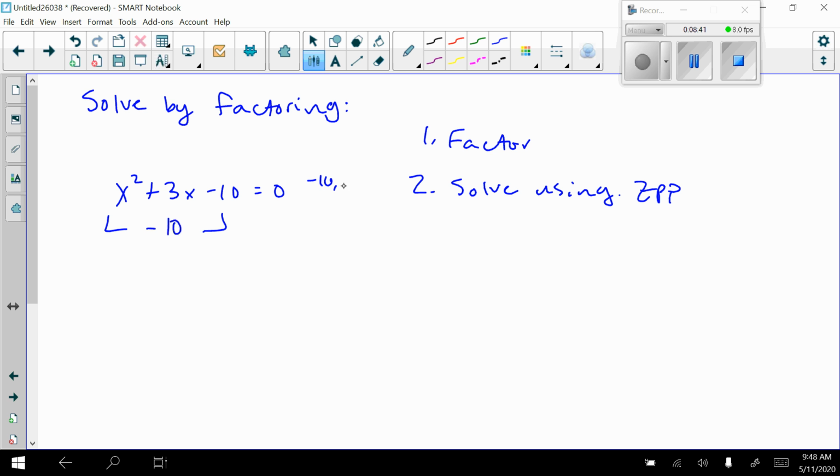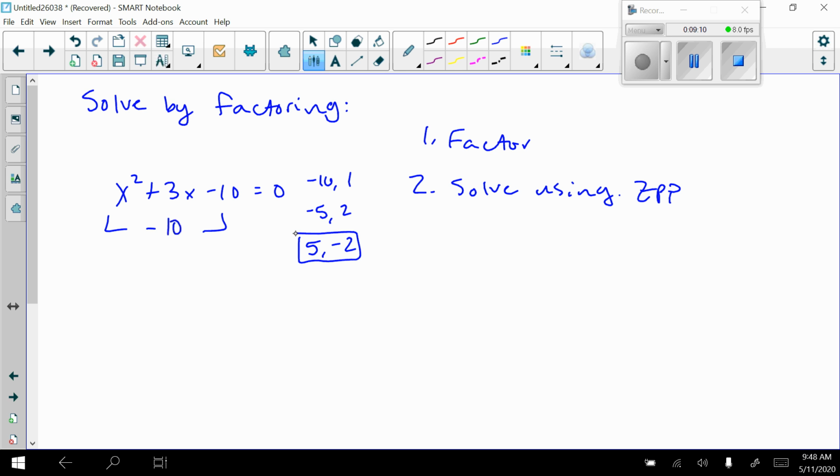We could have negative 10 and 1. We could have negative 5 and 2. 5 and 2 could combine to make 3 somehow, but I need to make sure that I get my negatives right. Negative 5 plus 2 would get negative 3, so that's not going to work. But if I switch them to be 5 and negative 2, well, 5 times negative 2 gets me negative 10. 5 plus negative 2 gets me positive 3. So that's the pair that I want to go with.